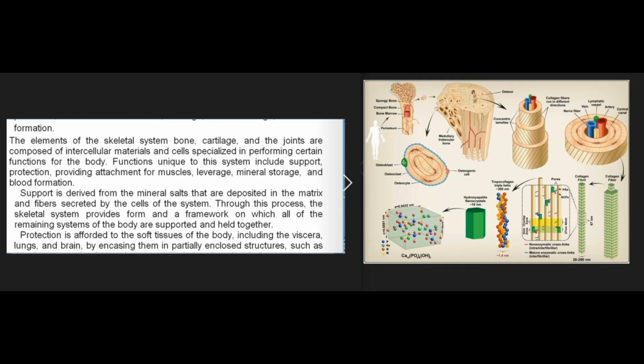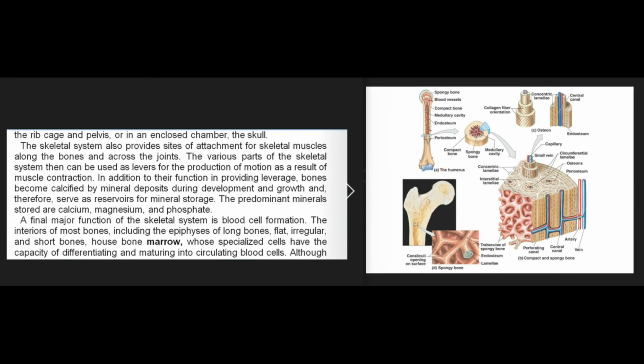Support is derived from the mineral salts that are deposited in the matrix and fibers secreted by the cells of the system. Through this process, the skeletal system provides form and a framework on which all of the remaining systems of the body are supported and held together. Protection is afforded to the soft tissues of the body, including the viscera, lungs, and brain, by encasing them in partially enclosed structures, such as the rib cage and pelvis, or in an enclosed chamber, the skull.